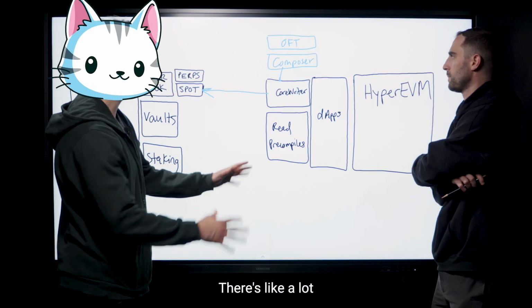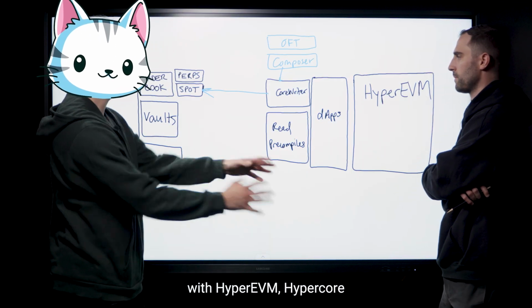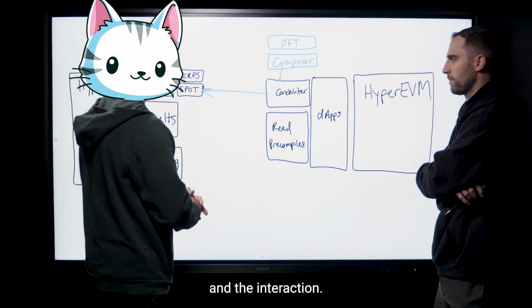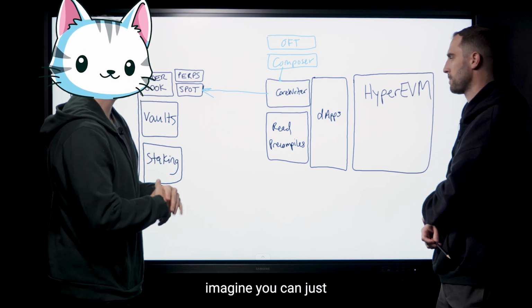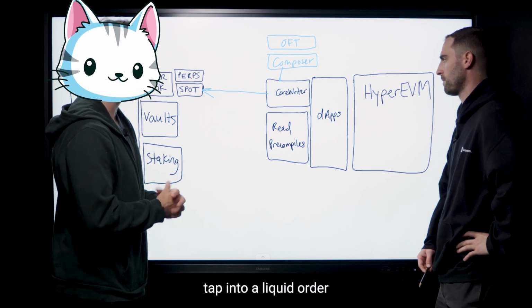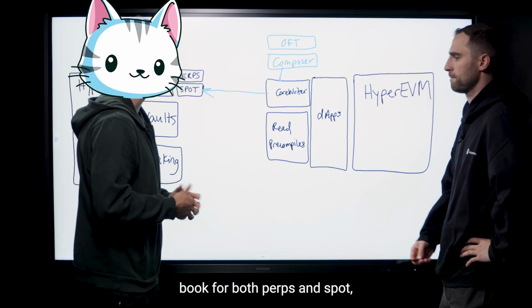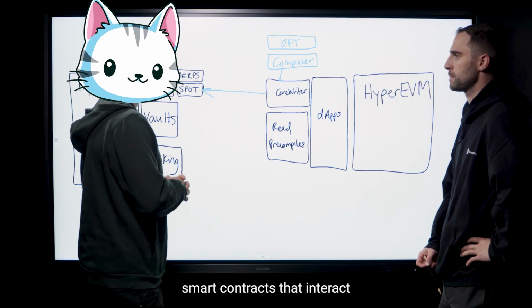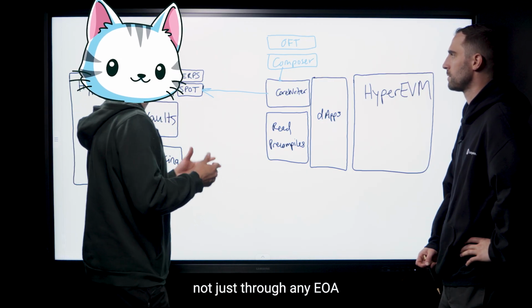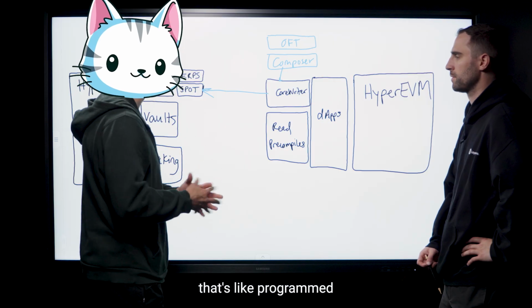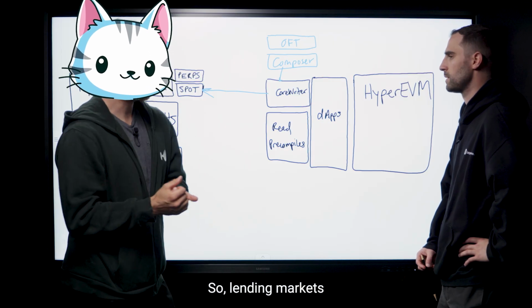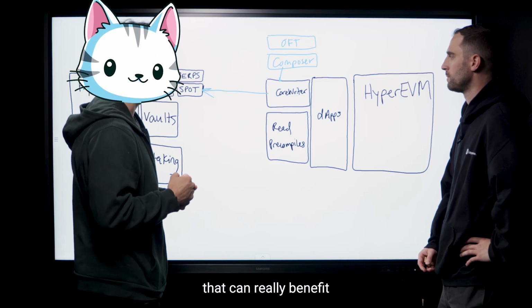Cool. There's a lot we can expand on here with HyperEVM, Hypercore, and the interaction. To preface, imagine you can just tap into a liquid order book for both perps and spot and just build smart contracts that interact, not just through an EOA, but through something that's programmed into a contract. A lending market is a cool example of something that can really benefit from this.